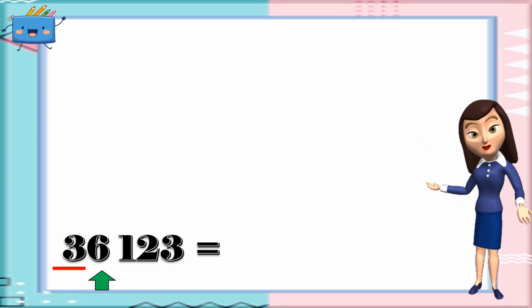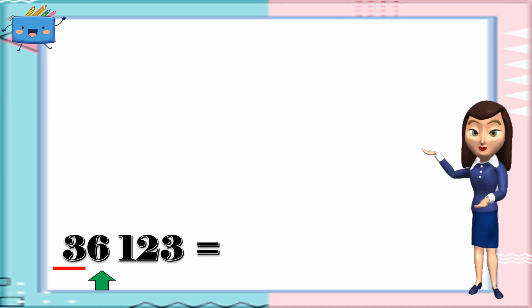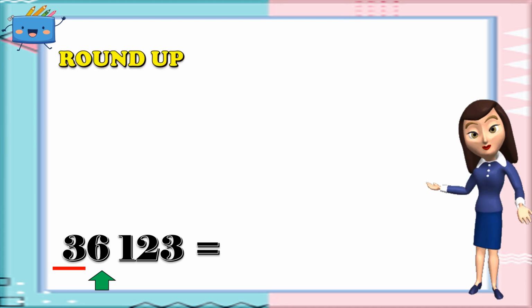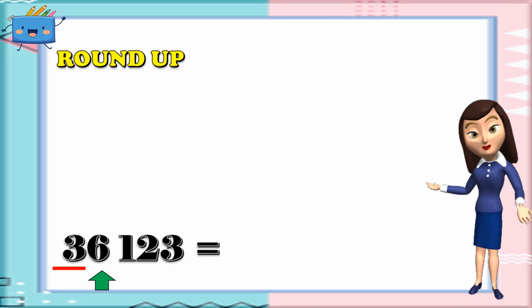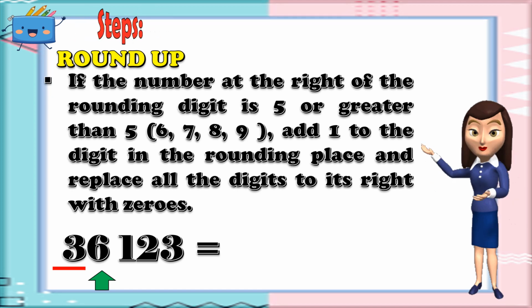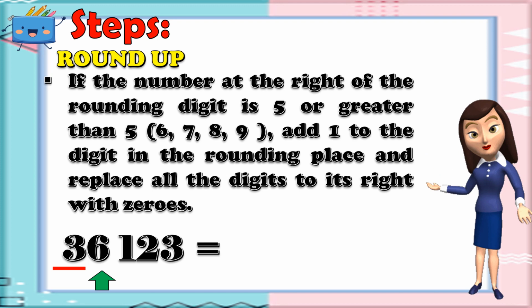Now, ang 6 ba ay mas mababa sa 5? Oh no! Mas mataas ito sa 5. So, what are we going to do? We are going to round up. Ano nga ba ang round up? Magra-round up tayo if the number at the right of the rounding digit is 5 or greater than 5.